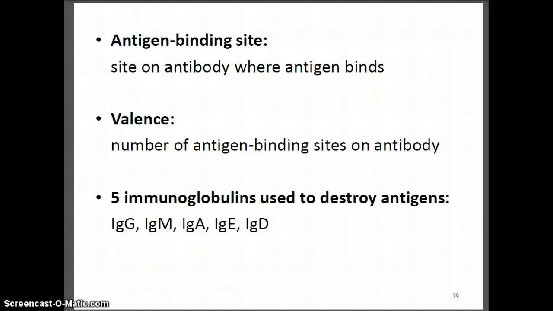Valence is the number of antigen binding sites on the antibody, and there are 5 immunoglobulins used to destroy antigens, and they are listed here for you. I'm not going to ask you to memorize all of these types, but be aware that there are 5 types.